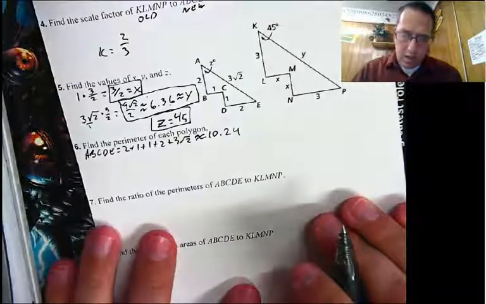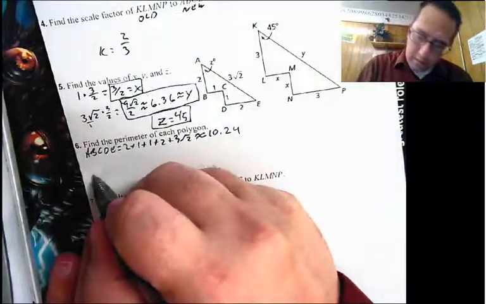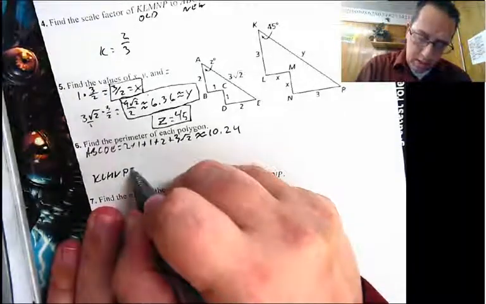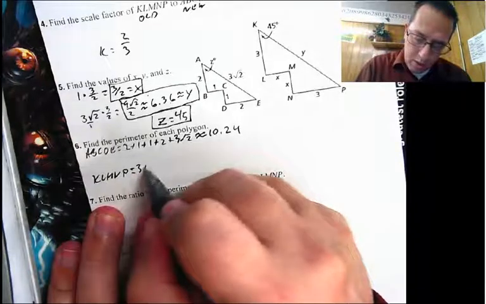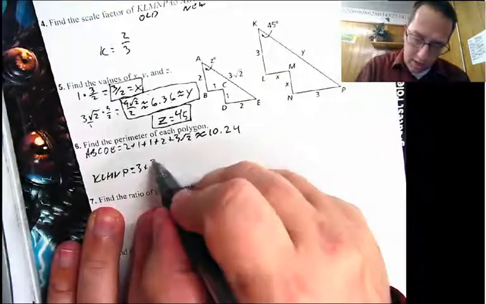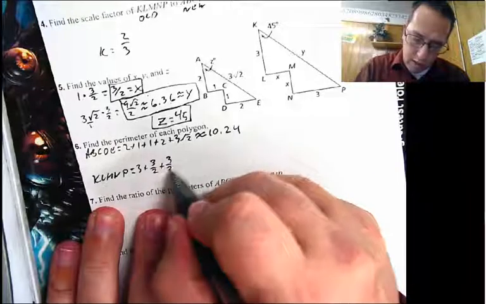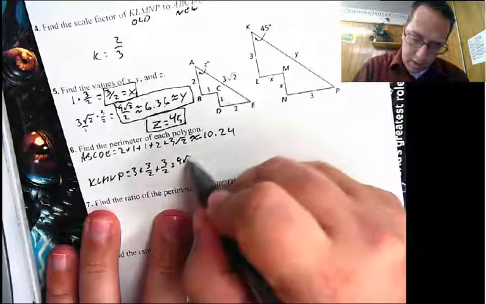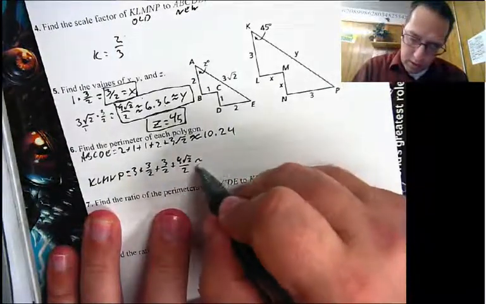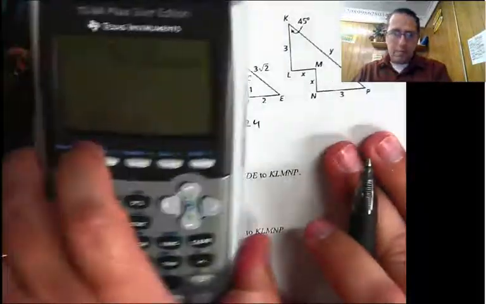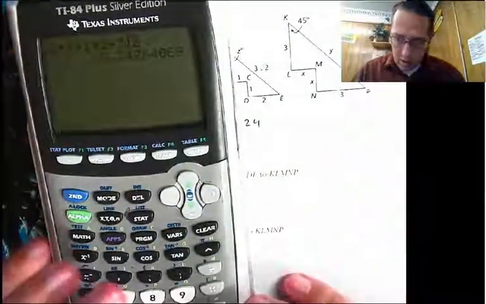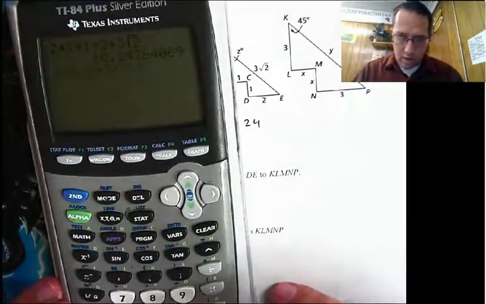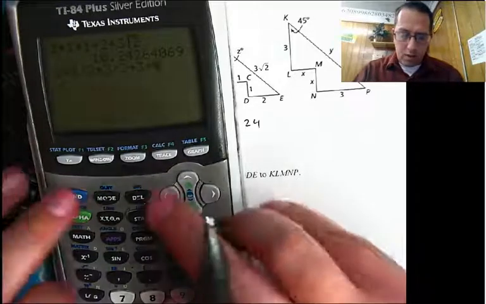10.24. And now the perimeter of the other polygon, polygon KLMNP, which is 3 plus what was x? x was 3 halves. Plus 3 halves. Plus, I'm going to write it down like that. That way I don't have to round it. 9 square roots of 2 over 2. And my answer will be rounded. I'm going to type it in exactly the way it is there. 2 plus 3 halves plus 3 halves plus 3. Whoa, not 2, 3.